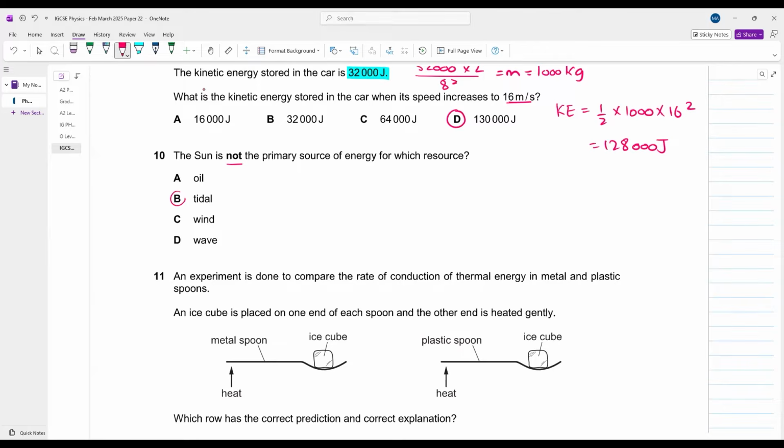The sun is not the primary source of energy for which resource? Tidal. बेटा sun जो है वो primary source of energy नहीं है. For tidal energy, always remember answer comes out to be B.